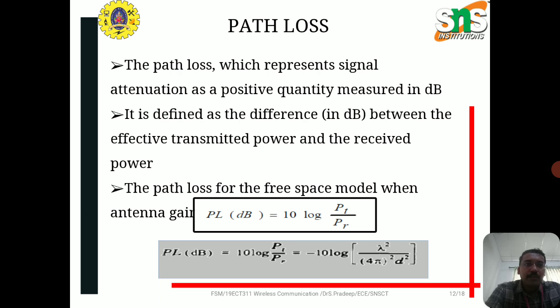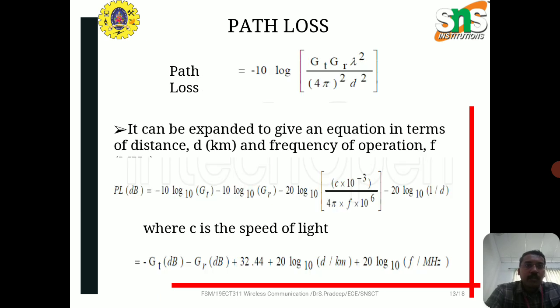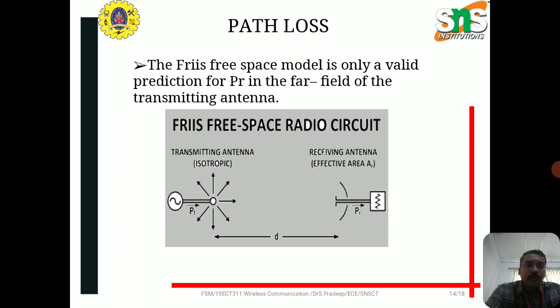The path loss for the free space model when antenna gains are included is PL equals 10 log of Pt by Pr, which is equal to minus 10 log of lambda squared by 4 pi squared d squared. The path loss equation is given in the slide. It can be expanded to the given equation in terms of distance and frequency of operation. The free space model is only a valid prediction for Pr in the far field of the transmitting antenna.